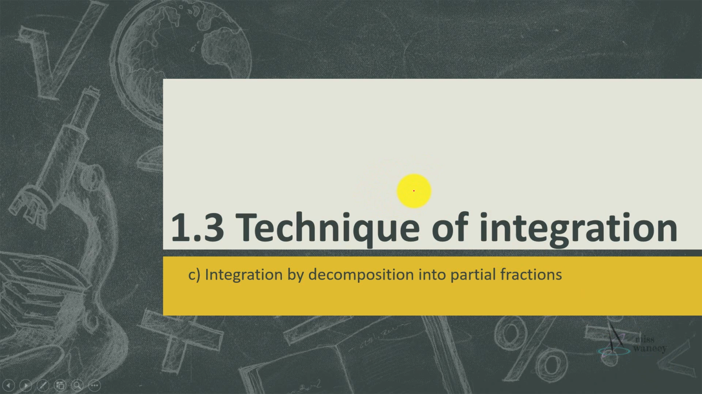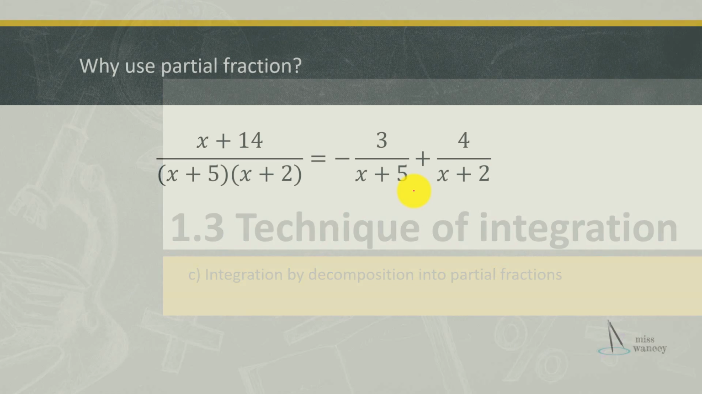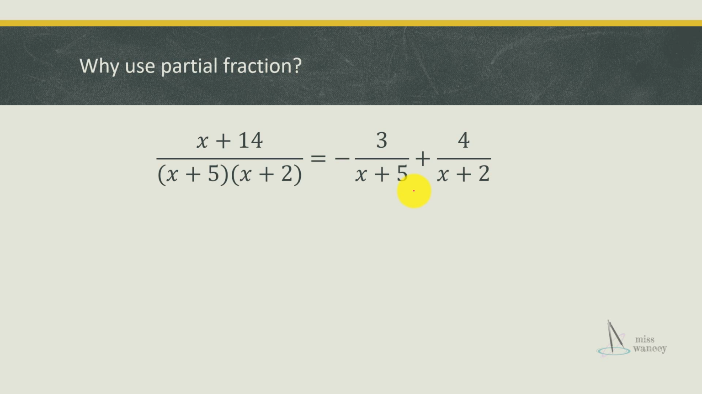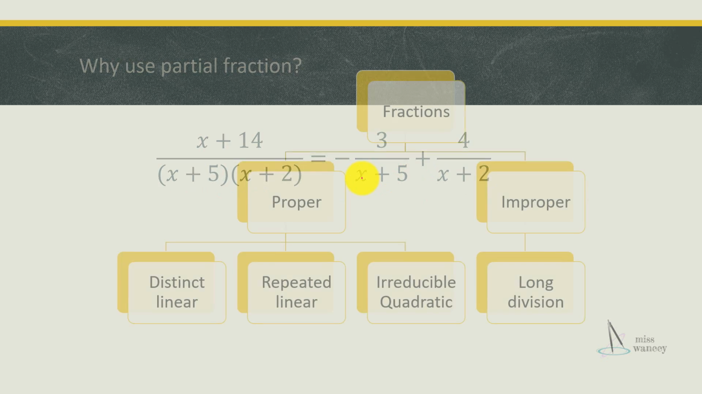Okay, so this is the last technique of integration, which is integration by decomposition into partial fractions. Okay, so why do we use partial fractions? If we end up with a rational function where in our denominator we have something like a quadratic, we can actually decompose it into two linear terms and then integrate them directly. So this is the reason why we use partial fractions, to make it easier for us to integrate them.